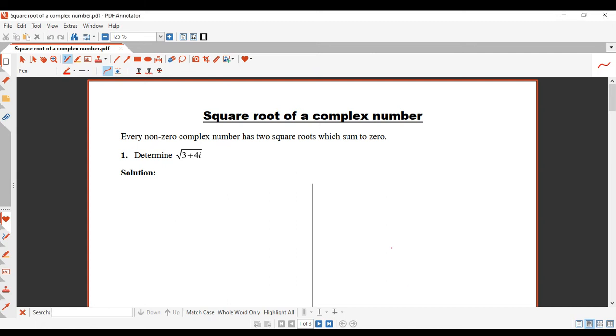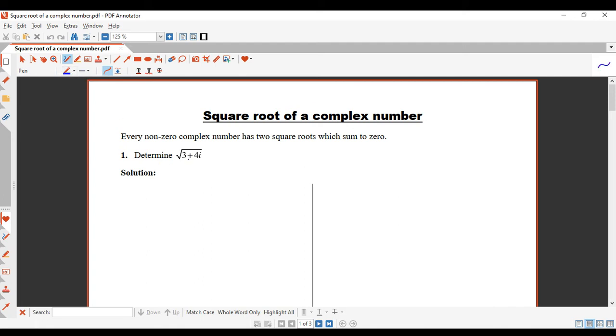Okay, we're going to look at the square root of a complex number. Now, what we'll see in the first example is a very special property, and that is every non-zero complex number has two square roots which sum to 0. So let's have a look at what we're going to do for the first one.